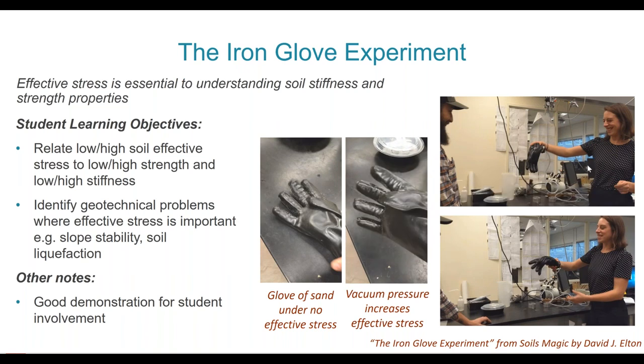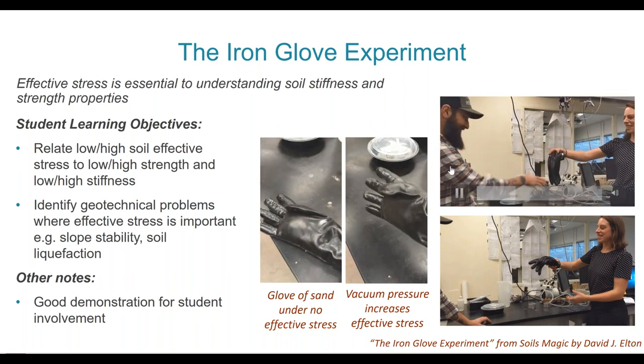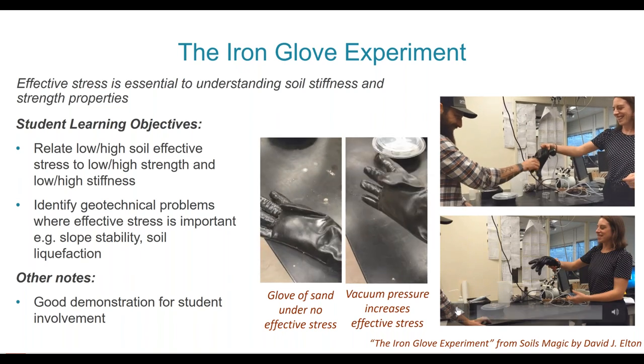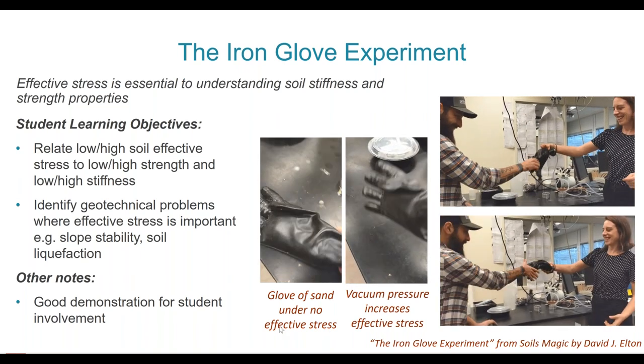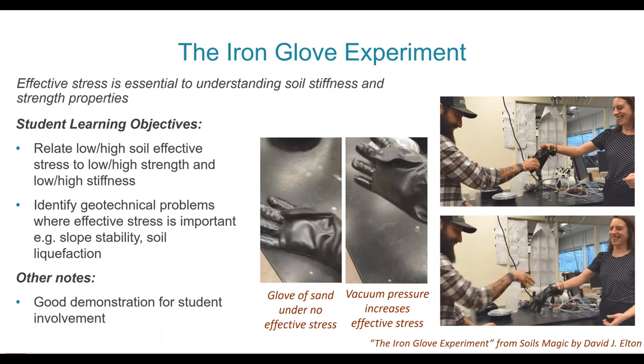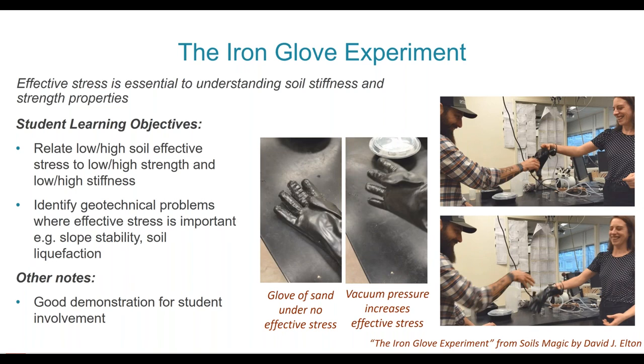This gives students a chance to conceptually relate low soil effective stress to low soil strength and stiffness, and conversely for high effective stress. This is a great demonstration for student involvement, where you can have them offer to shake their hand with this weak, low effective stress glove. It's not a very nice handshake. And then once you apply the effective stress to it, or increase the effective stress, it's a much nicer, stronger handshake.